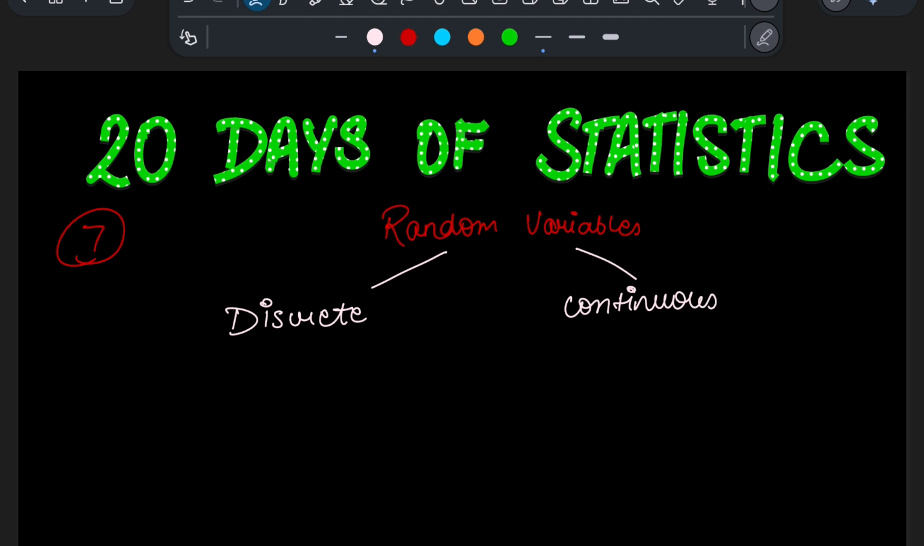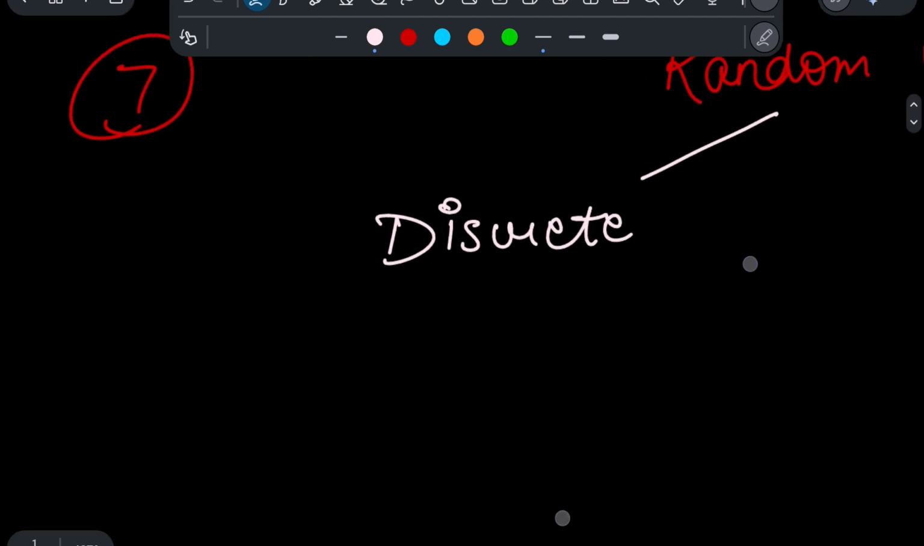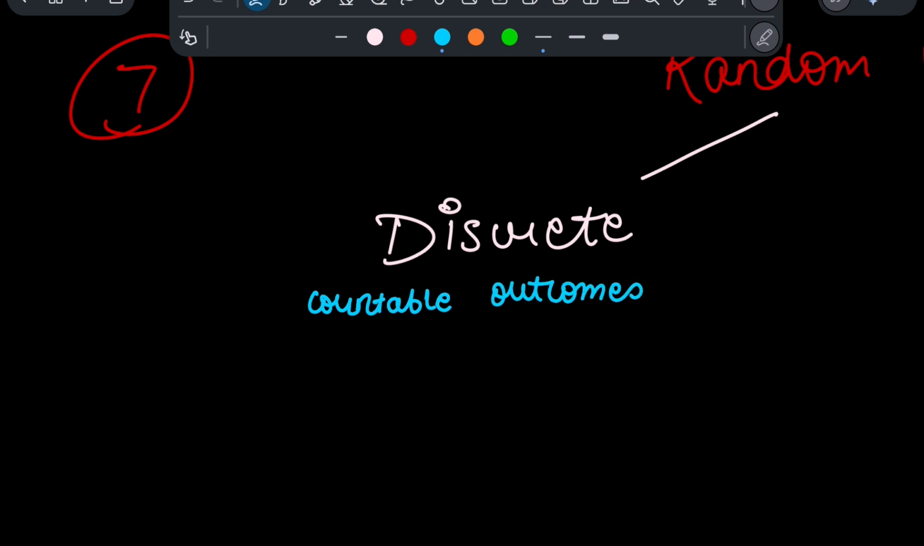Okay, talking about the discrete random variable first. A discrete random variable, think of them as countable outcomes. For example, tossing three coins. Possible values for the random variable x, which is the number of heads, are 0, 1, 2, 3. So each has a probability.